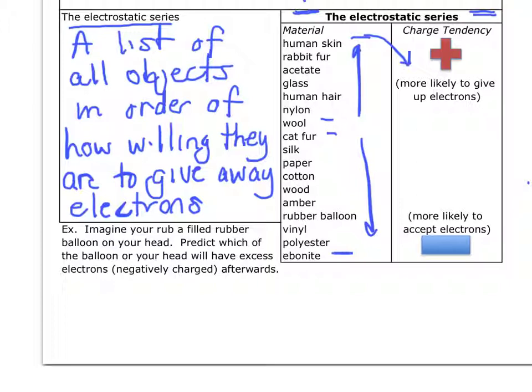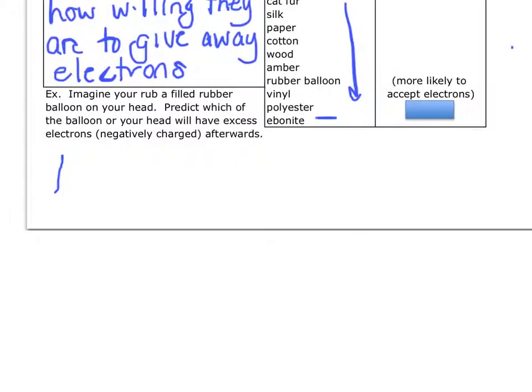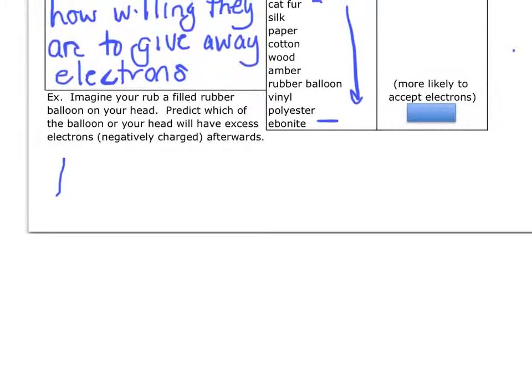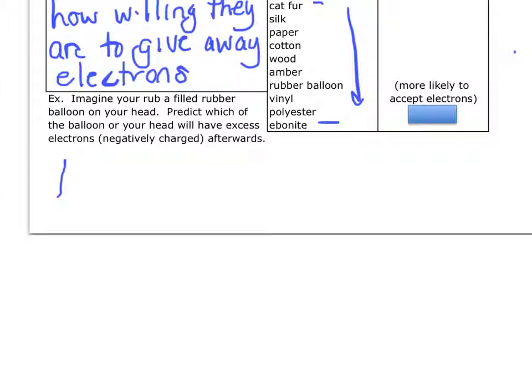So moving on to the example here. The example just says, imagine, spelling mistake, you rub a filled rubber balloon on your head. Predict which of your head or the rubber balloon will be positive and which will be negative. So the two choices are balloon and hair. We'll say human hair.